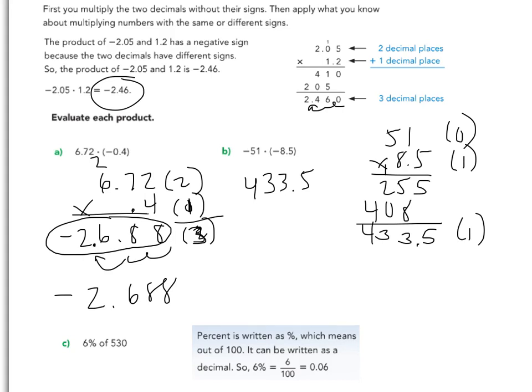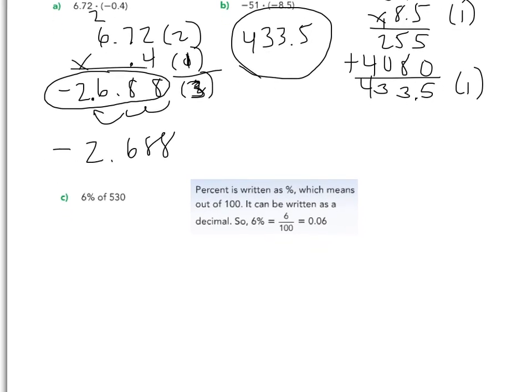So now on to this one, 51 times 8.5. 5 times 1 is 5. 5 times 5, 25. 0 for a placeholder. 8 times 1 is 8. 8 times 5 is 40. Now we add. We end up with 4335. 0 decimal places in the first number, 1 in the second, so you need 1 in your answer. And since you have an even number of negatives, your answer is positive 433.5.